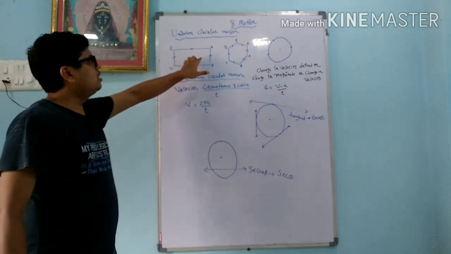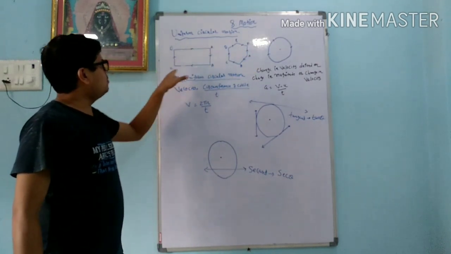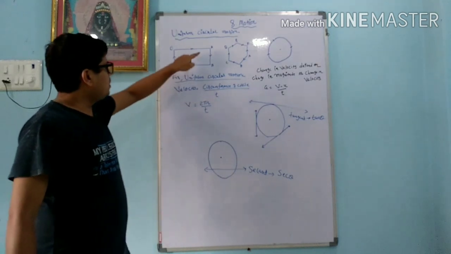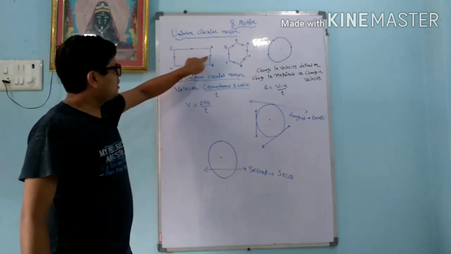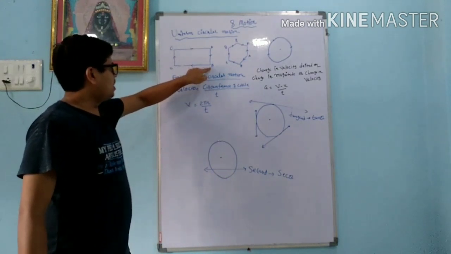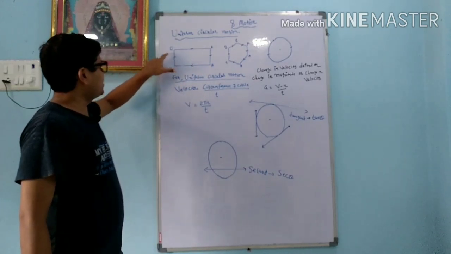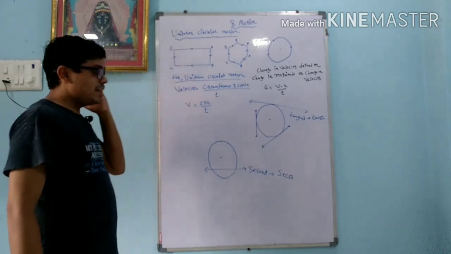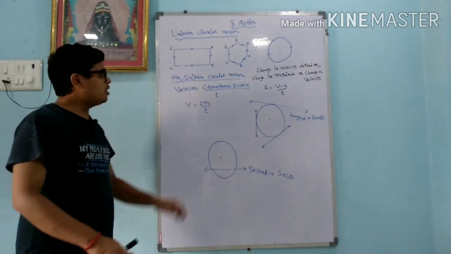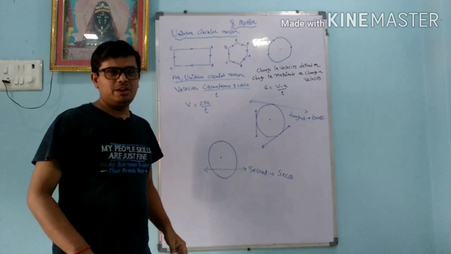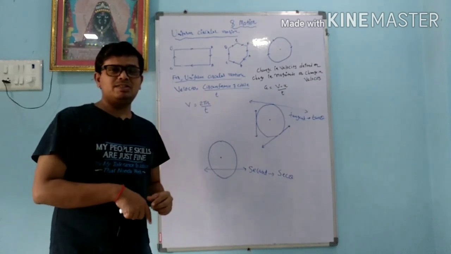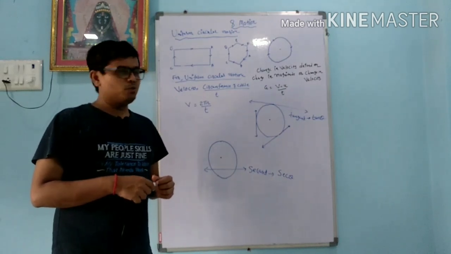The first condition is that one athlete is running on the ABCD path. When he is running from A to B, his direction is in this direction, and when he goes on BC, his direction is changed. When he goes to CD, the direction changes, and when he goes to DA, the direction changes. So here the athlete is running with the same velocity, but due to the change in direction, we can say that it is an accelerated motion.